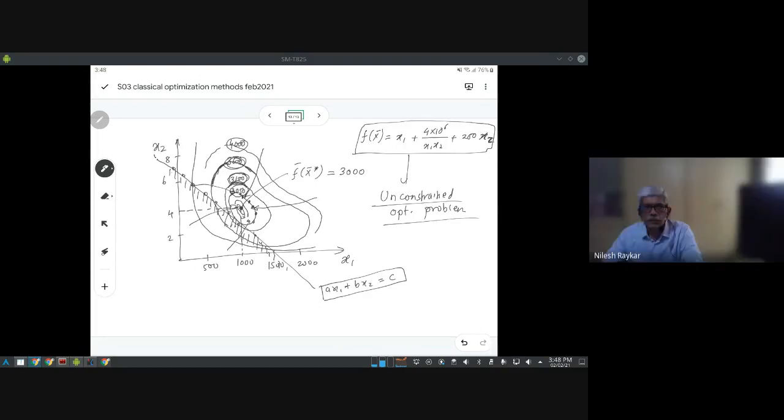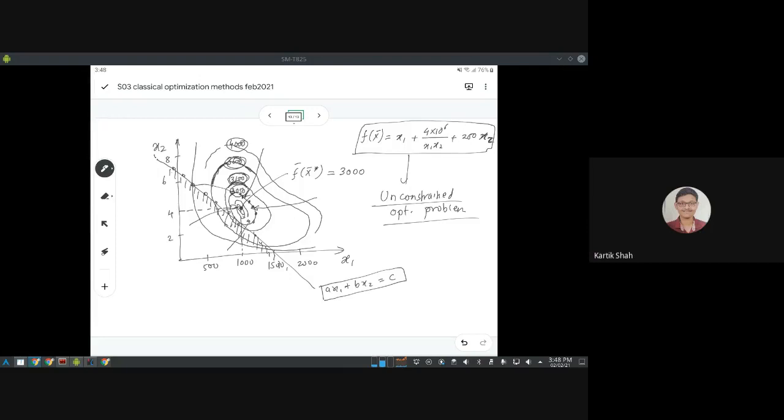So the minimum value of the function is 3000 and it can't be less than that.